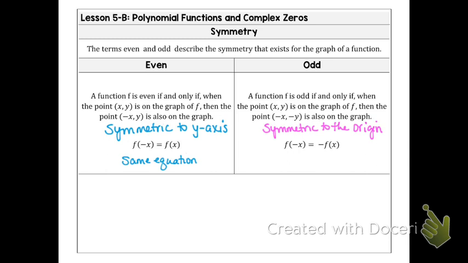So if I plug in negative x in the equation, I'm going to get all the same parts, but the signs are going to all be different. And so algebraically, if when we get to the end all signs change, then we know it will be odd.